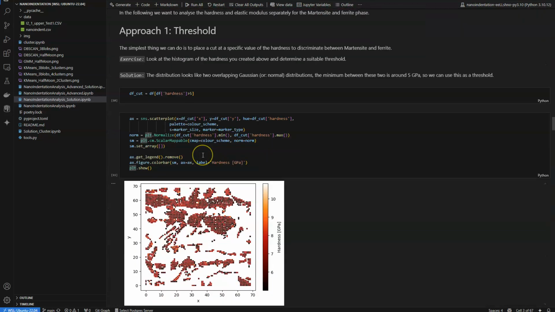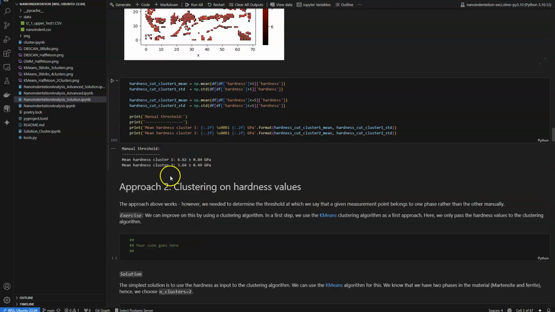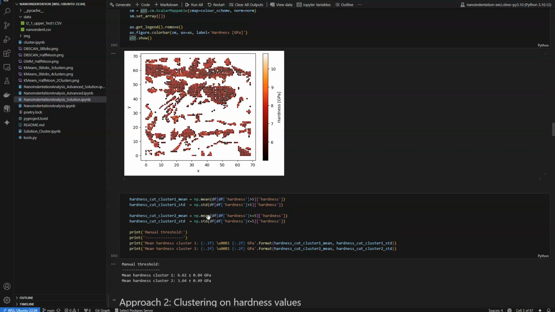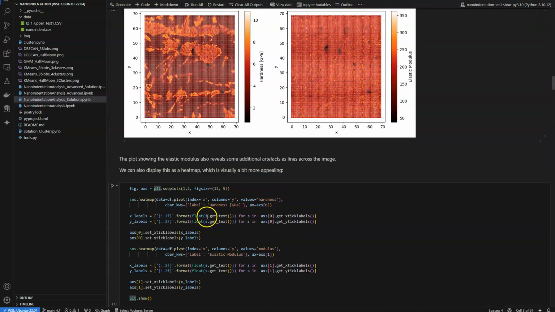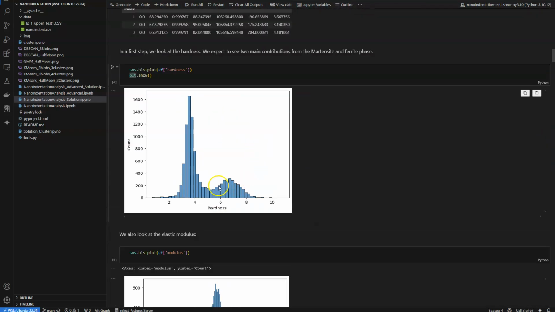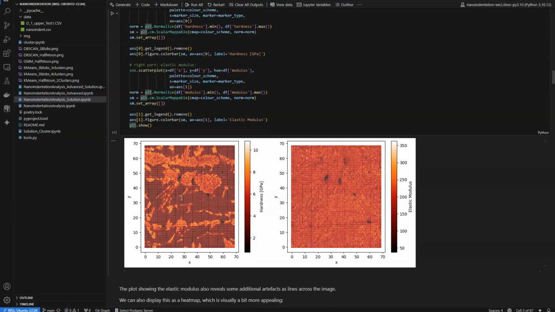So the simplest thing that we could do was to place a cut of 5. Now we had this phase and everything else, the white part goes to the other phase, and we saw that we end up with those two values. Now we want to be a bit more advanced. The approach works, but we need to determine the threshold ourselves. So that was quite easy. If we go back to the plot here, we can see that, well, 5 is a good enough choice, but we want to use a machine learning algorithm to make the better choice for us.